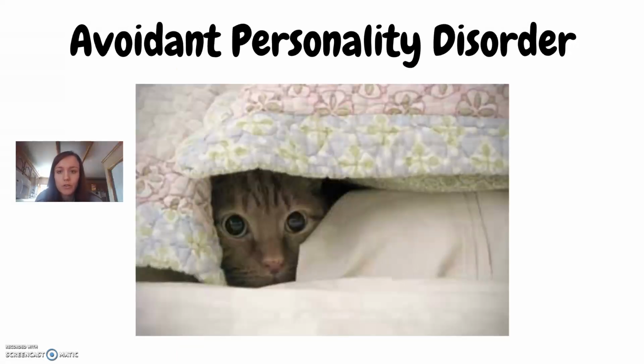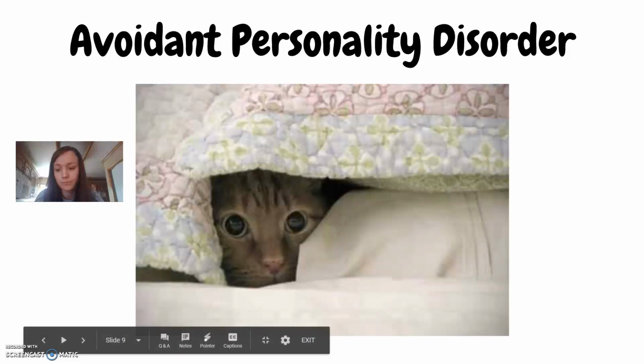Okay, next we're going to avoidant personality disorder. This one is easily confused with schizoid personality disorder. And the way that you can separate them is someone who is avoidant, they are kind of socially isolated, but they want to be a part of social situations. Whereas schizoid, they avoid because they don't care. Avoidant personality disorder, they fear rejection and they fear isolation.